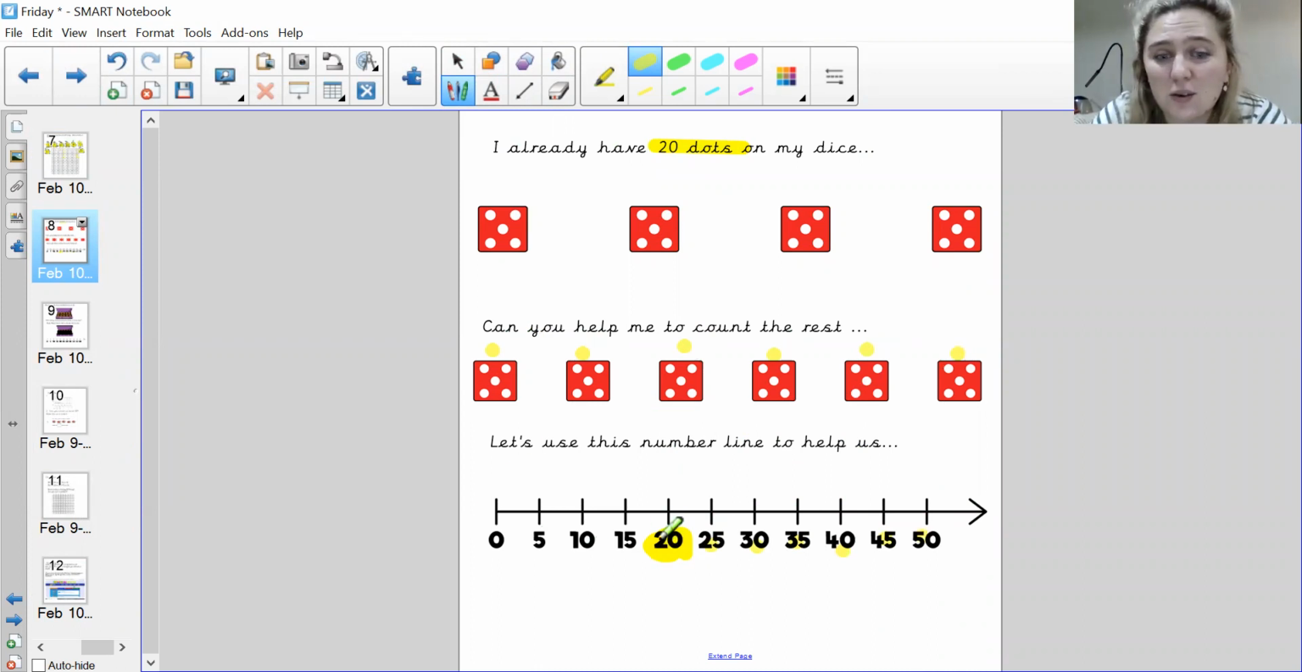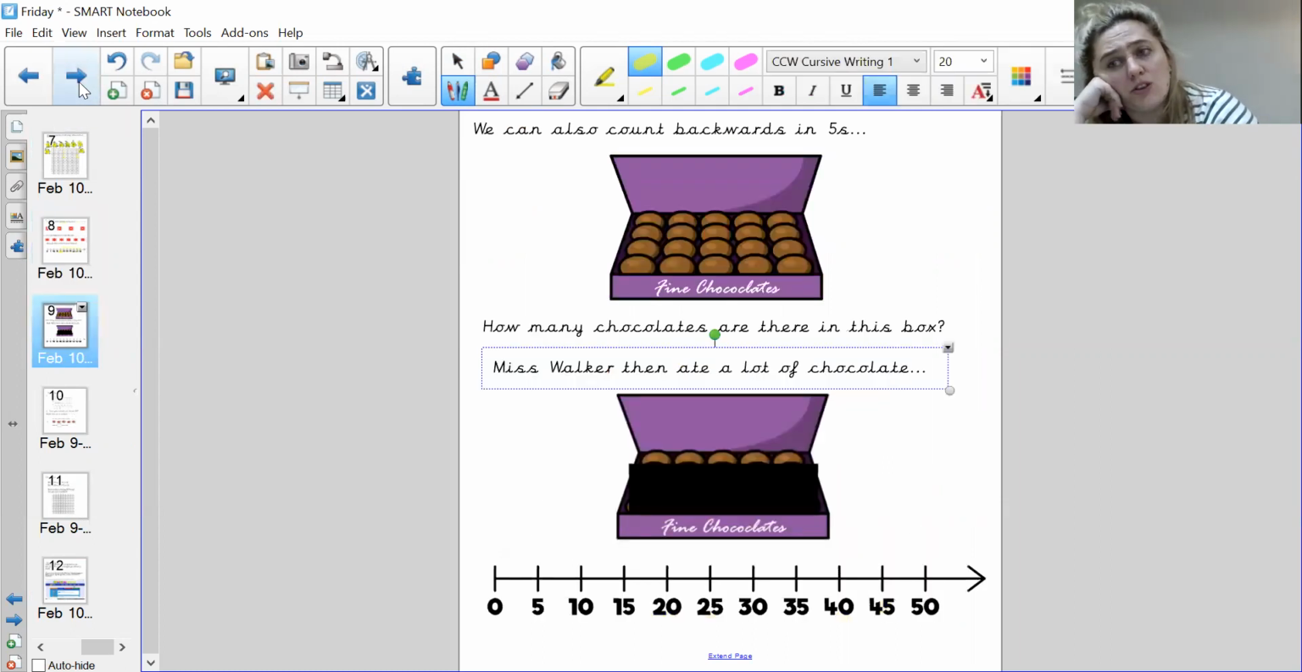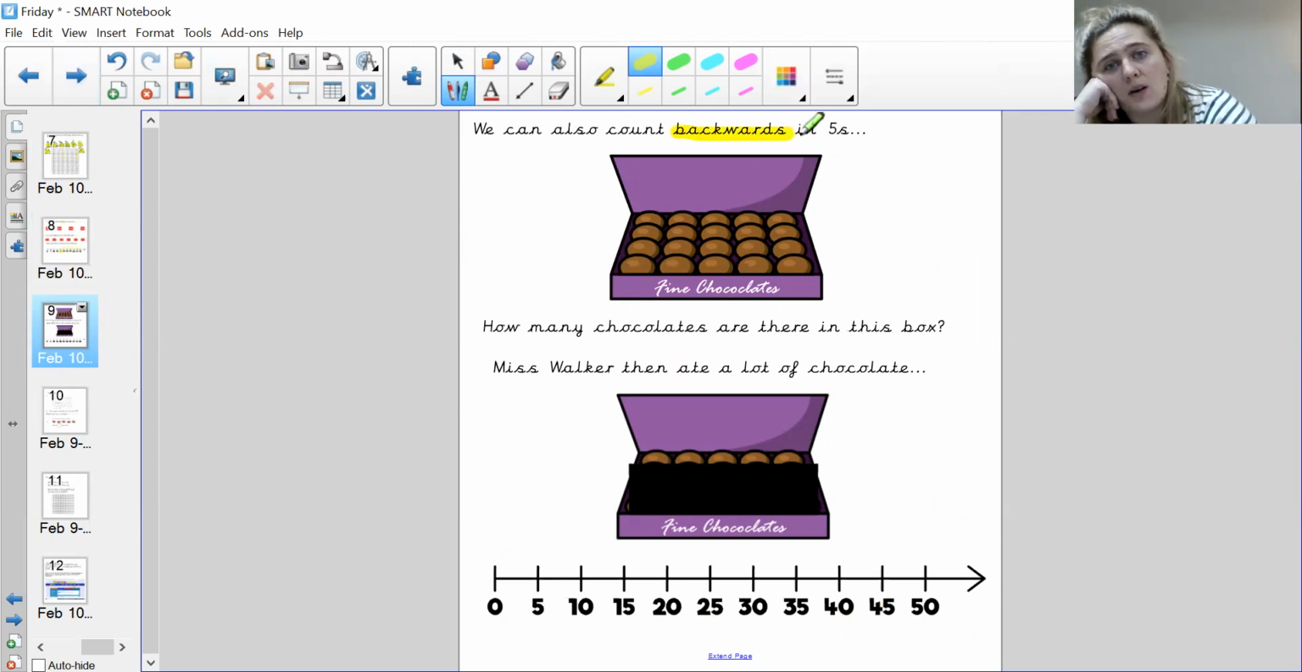So we started at 20 and we counted in fives. We used the number line to help us. 25, 30, 35, 40, 45, 50. Fantastic, Dyson. Well done. Okay. Now, just like our twos, we can also count backwards in fives.